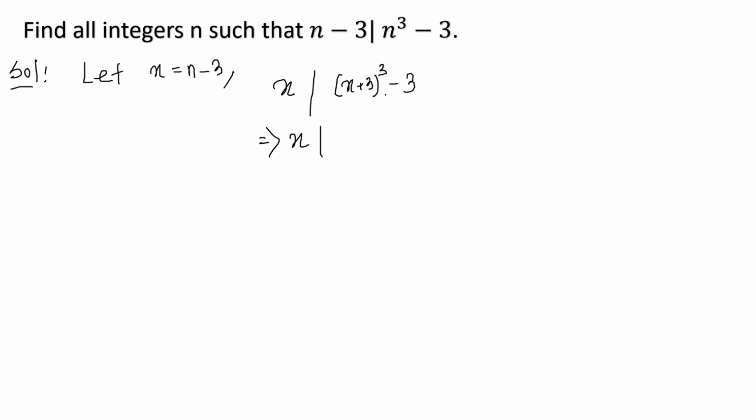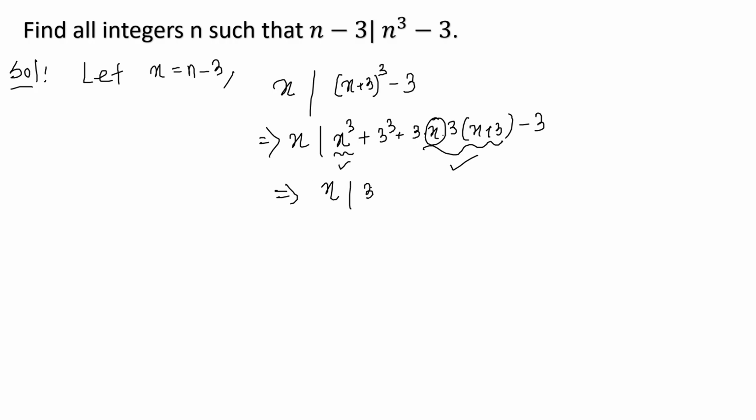Now, if you were to expand this, you would simply get x cube plus 3 cube plus 3 into x into 3 whole into x plus 3, minus 3. Notice that x divides x cube and x also divides this expression right here because both of them have an x in it, which means this directly implies that x divides 3 cube minus 3, right?